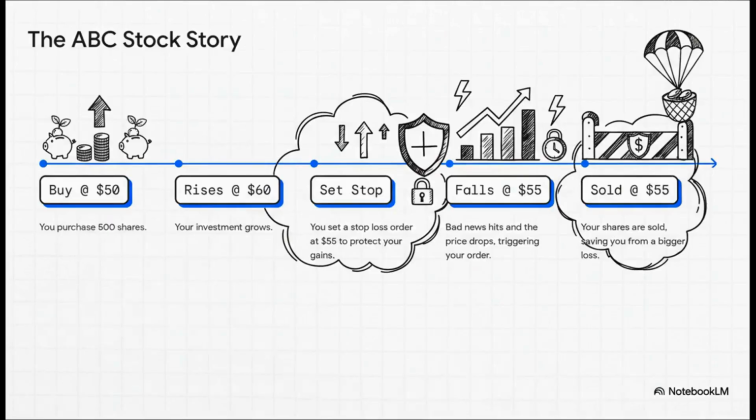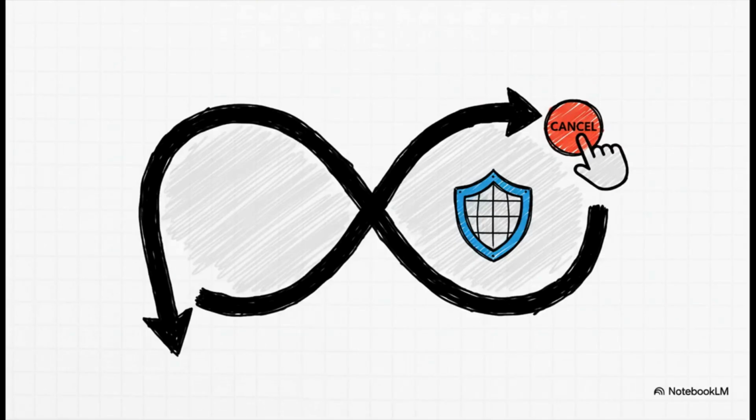Let me walk you through a quick story. You buy a stock at $50. Nice. It climbs up to $60. To protect those gains, you place a stop-loss order at $55. Then, some bad news hits the company and the stock starts to tumble. The moment it touches $55, your order triggers and sells your shares automatically. You've protected your profit and avoided a much bigger loss. It's your escape hatch. And here's a key difference. Unlike a limit order that usually expires, a stop loss is typically set as good till canceled, or GTC. What that means is your safety net stays in place day after day, week after week, until it's either triggered by a price drop or you decide to go in and cancel it yourself.